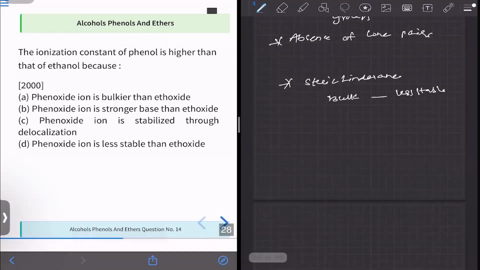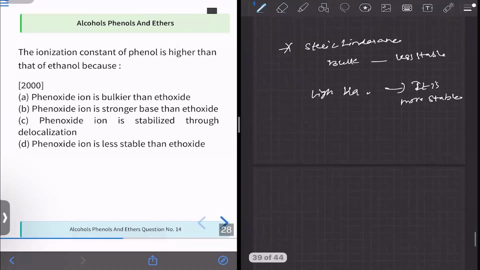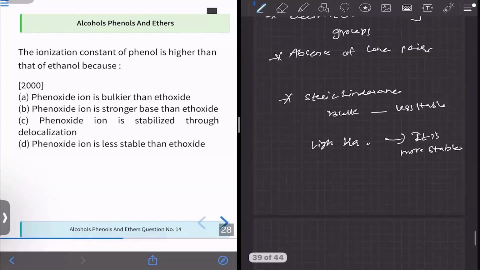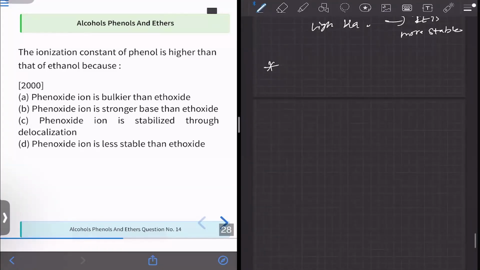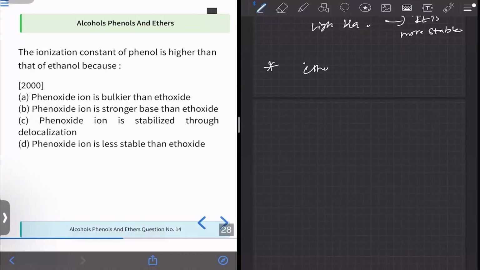They are telling it has high ionization constant. High ionization constant means it is more stable in that form. So option A is contradicting the statement of the question. Option B: phenoxide ion is stronger base than ethoxide. See, ethoxide is a stronger base as compared to phenoxide.